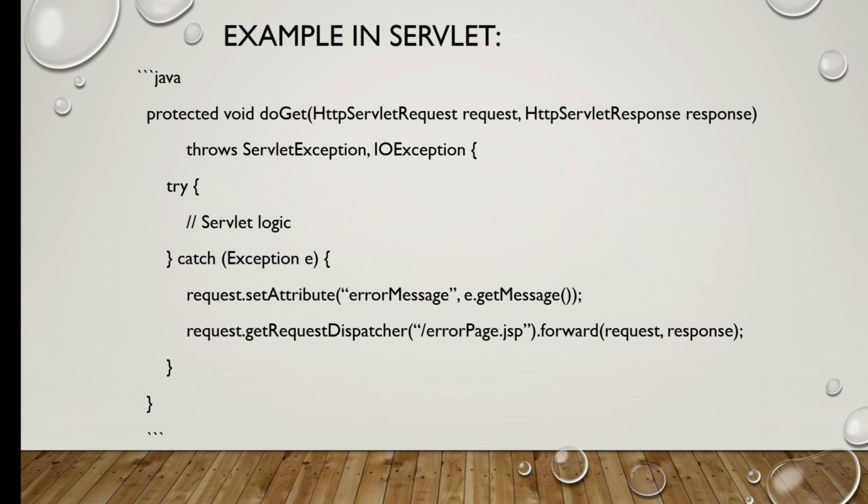Example in Servlet. In the Servlet example, the doGet method is surrounded by a try-catch block. If an exception occurs within the try block, it's caught in the catch block, where the error message is set as a request attribute and forwarded to an error page, errorpage.jsp. This allows the user to see a friendly error message.